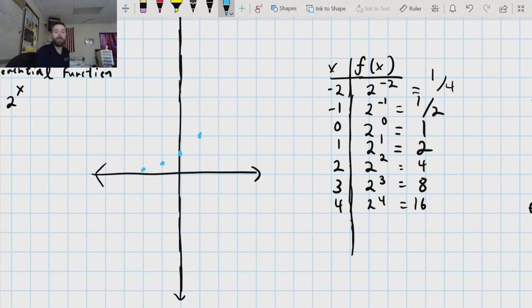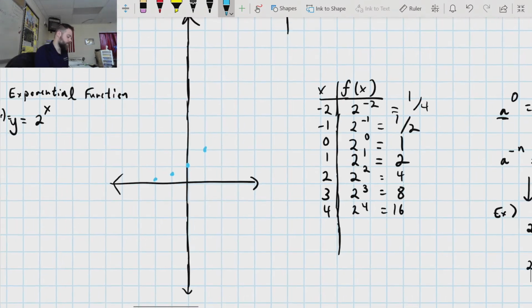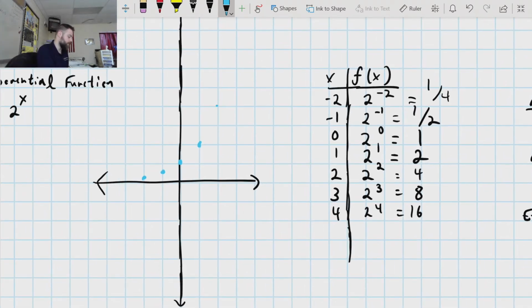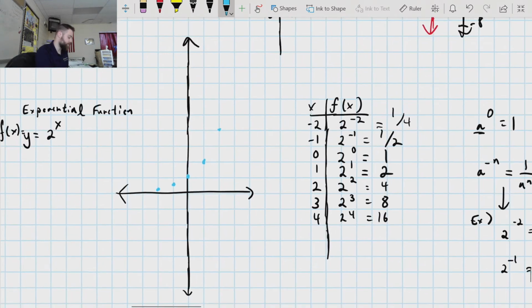And you can plug in more negative points and more positive points and get a better shape for this graph and get more approximations. But what I'm trying to do is get a general shape here and then draw in the shape of the curve. So let's see. I've got 2, 4, and then 3, 8.